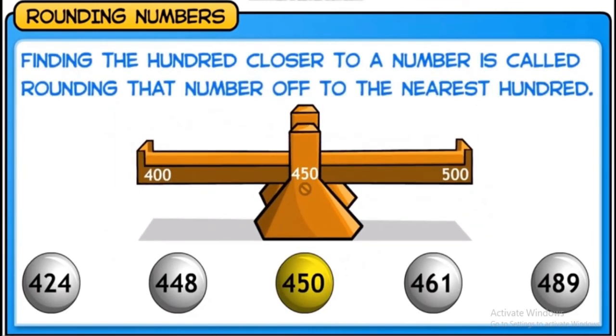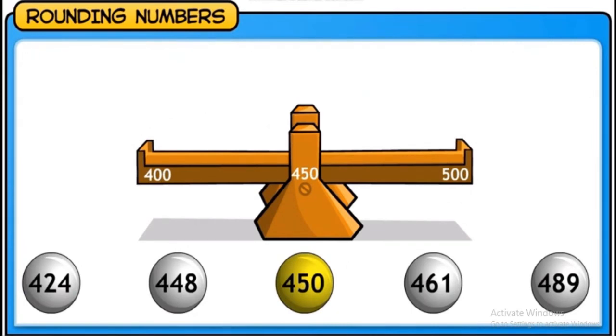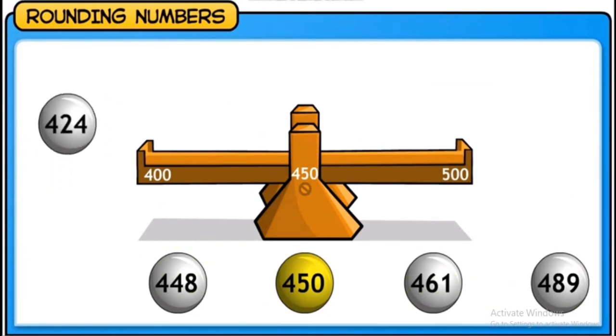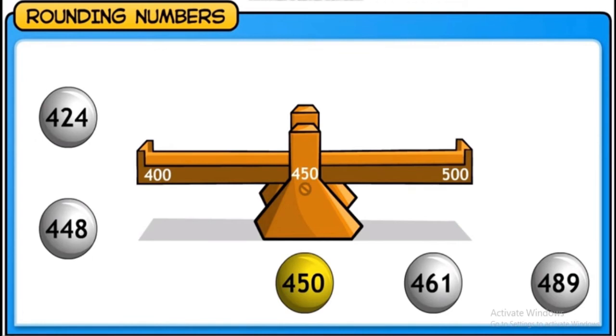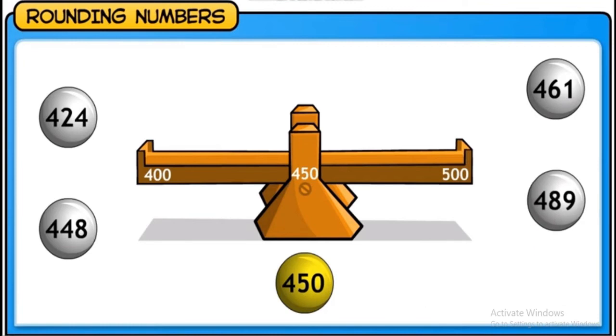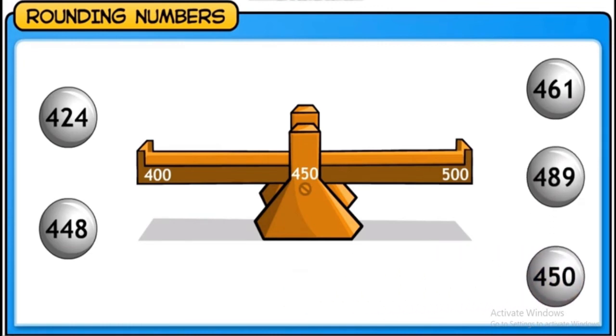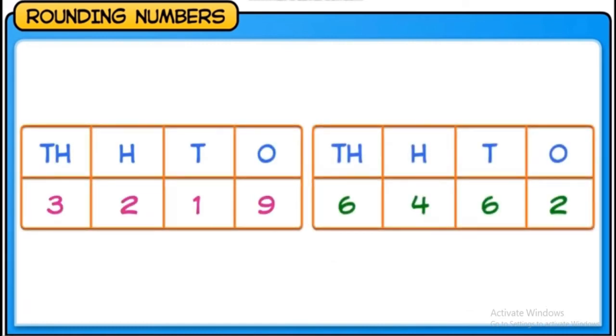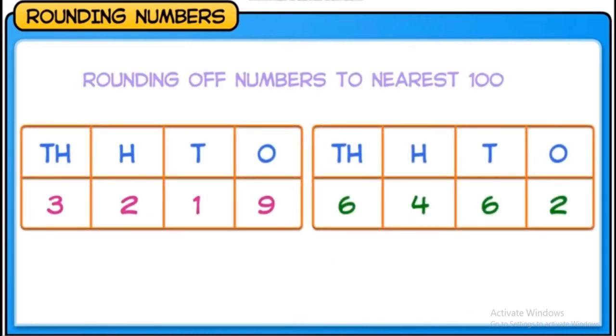Finding the 100 closer to a number is called rounding that number off to the nearest 100. Thus, the numbers 424 and 448 are rounded off to the nearest 100 as 400, while the numbers 461 and 489 rounded off to the nearest 100 become 500. Consider these two numbers. Let us round them off to the nearest hundreds.